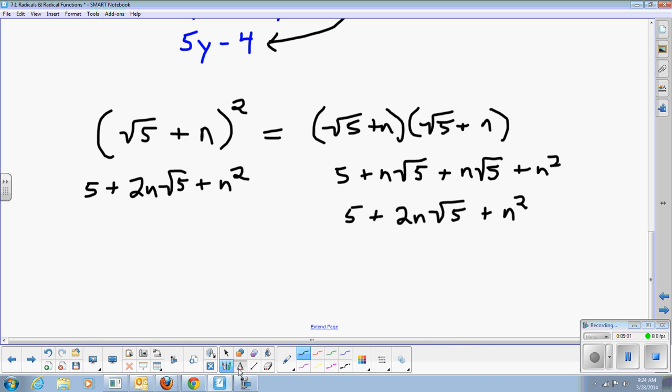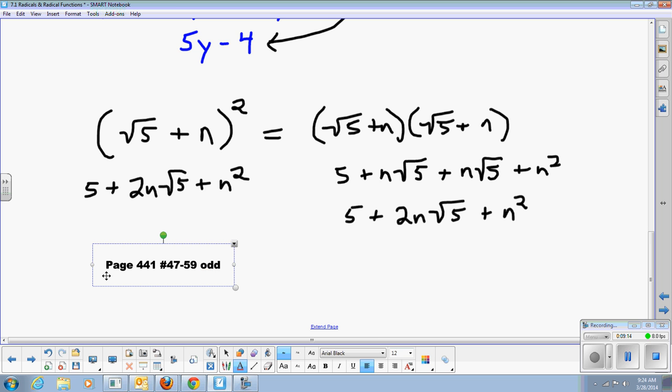So here's what I want you to work on. From page 441, I would like you to do problems 47 through 59 odd, and then 63 and 65. And the reason I'm giving you all odd numbers again is so you can check your answers. So be sure that after you do that, always check your answers in the book and then turn it in. All right, go ahead and get started on that. Flag me down if you need me for some help.